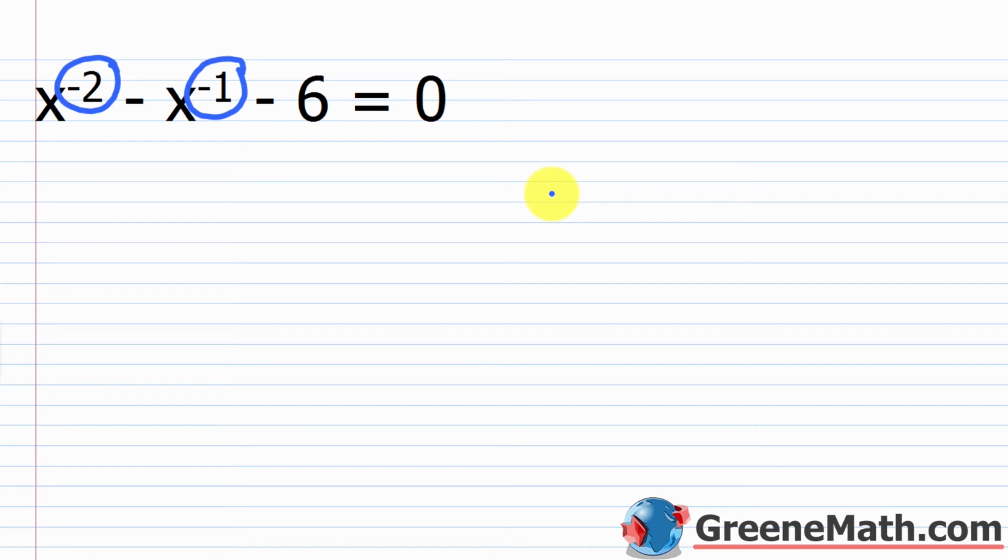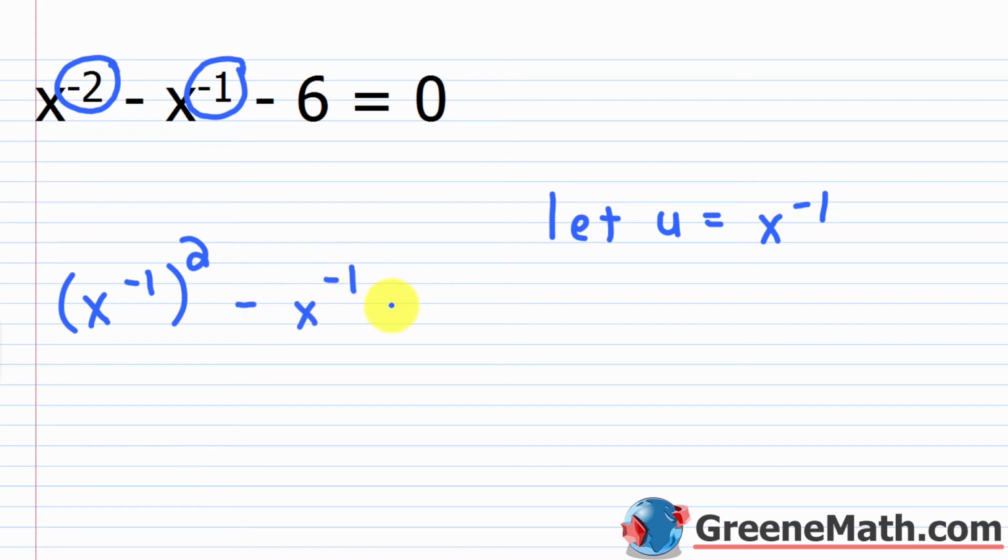So I'm going to let u be equal to my x raised to the power of -1. Okay. So in this particular case, I'm going to rewrite this using the rules of exponents. I'm going to say this is x to the power of -1 squared. Again, -1 times 2 is -2. Haven't done anything illegal there. Then minus x to the power of -1, then minus 6 equals 0. So to substitute here, again, this guy is going to be u, and this guy is going to be u. So I'm going to have u squared minus u minus 6 is equal to 0.